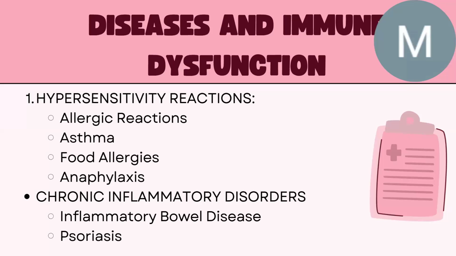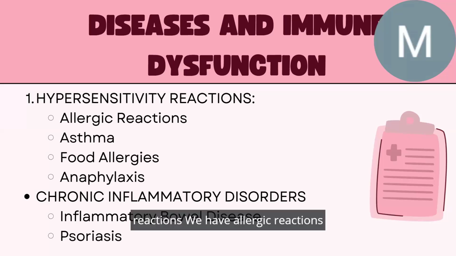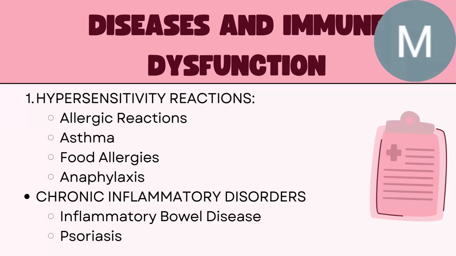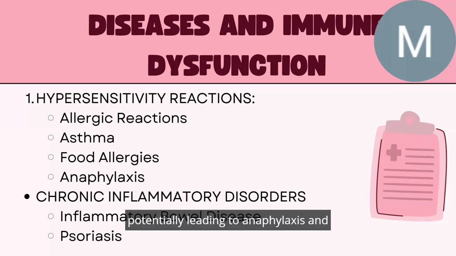For number 3, we have hypersensitivity reactions. We have allergic reactions. This is when the immune system overreacts to harmless substances known as allergens, causing symptoms like itching, swelling, and respiratory issues. We also have asthma. This involves inflammation. Then there's also food allergies. This is when the immune system reacts to specific foods, potentially leading to anaphylaxis. And anaphylaxis is a severe, life-threatening allergic reaction, with low blood pressure and shock.